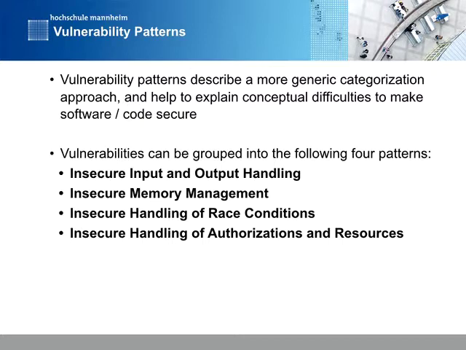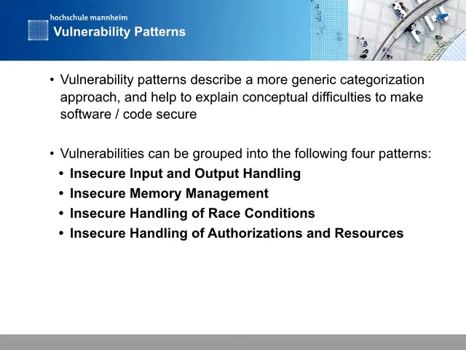Every vulnerability that you create, or that one creates, at coding level, not at design level, at coding level, is one of these 4. And it's either insecure input and output handling, insecure memory management, insecure handling of race conditions, and insecure handling of authorizations and resources. So I think the only one that needs to be explained is the 3rd one. The other 3 are pretty easy, I think.